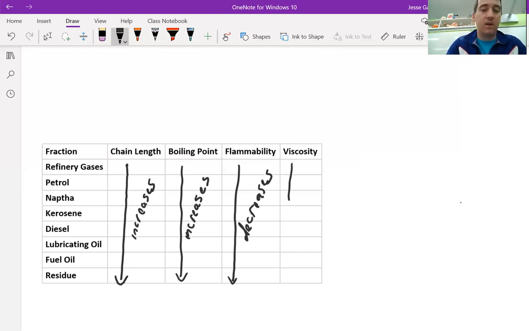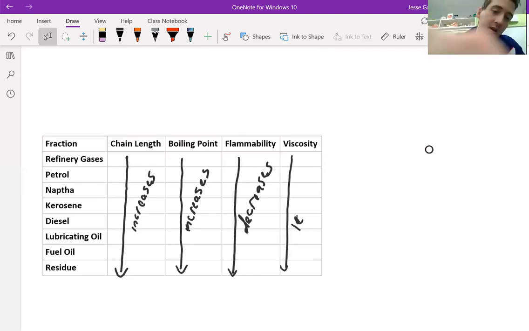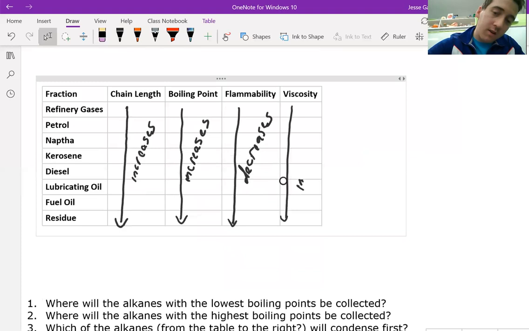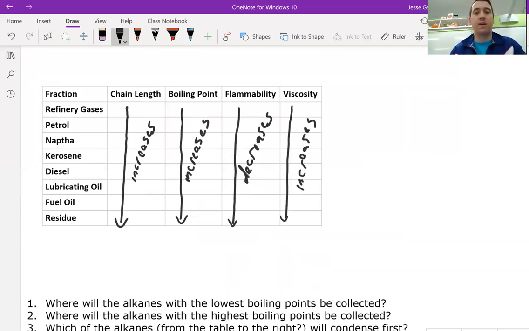So as we move down the group, we say viscosity increases. Okay, well done if you got that. If you didn't, pause the video now and fix it. Make your corrections.